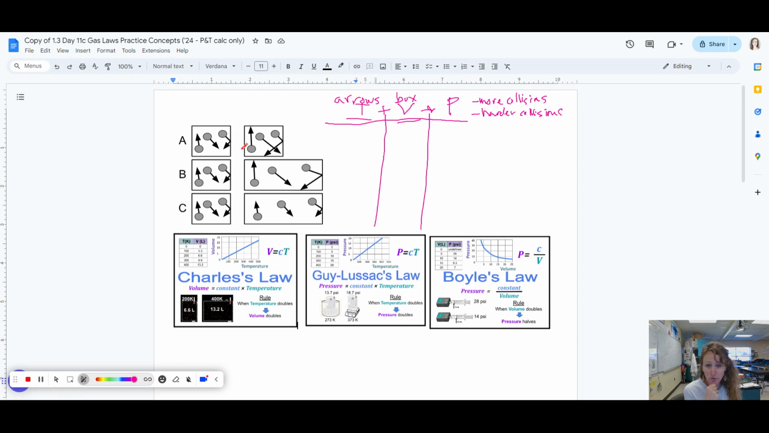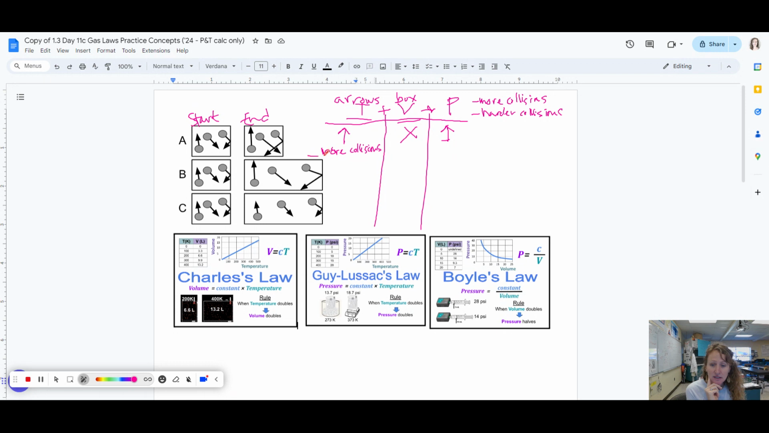So in this first box, you should be looking for, are the arrows changing between the start and the end? And in A, they are. The arrows are getting longer. So temperature is increasing, and that means we're going to have more collisions and harder collisions. Volume is not changing, so I'm just going to put an X there, which means we don't have to consider volume.